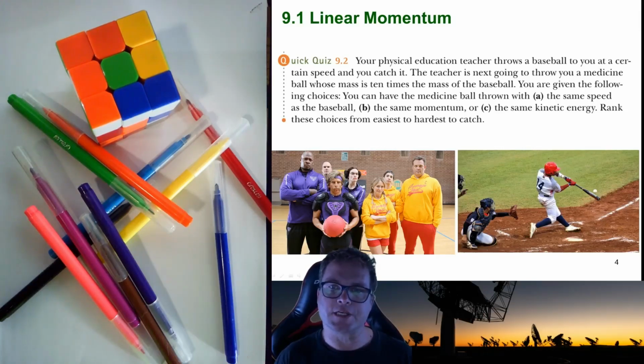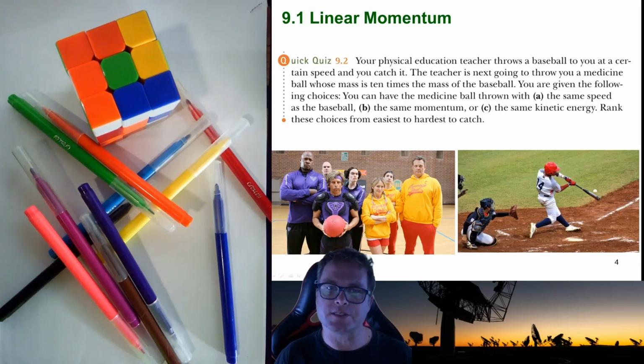Your physical education teacher throws you a baseball at a certain speed and you catch it. The teacher is next going to throw you a medicine ball whose mass is 10 times the mass of the baseball. You are given the following choices. You can have the medicine ball thrown with A, the same speed as the baseball, B, the same momentum, C, the same kinetic energy. Rank these choices from easiest to hardest to catch.